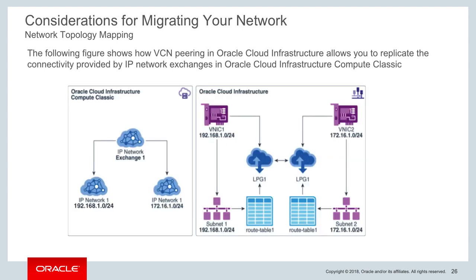Let us now look at an example for VCN peering. So in this slide, you'll see two IP networks in OCI Classic being connected to each other using an IP exchange. Now, if you want to mimic this in OCI Classic, you will create two VCNs with subnets corresponding to those VCNs, and you'll also create local peering gateways in those VCNs along with the route table entries that will allow traffic to flow freely from one VCN to the other.